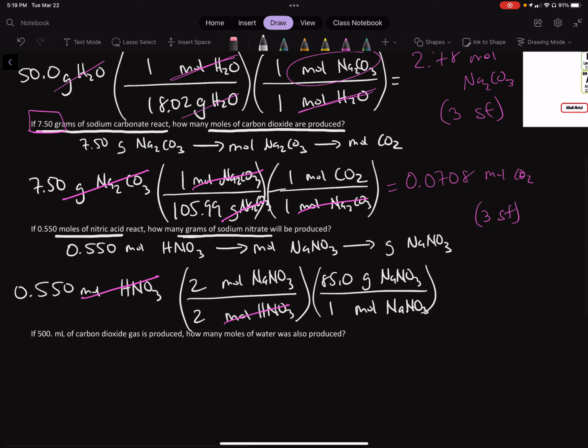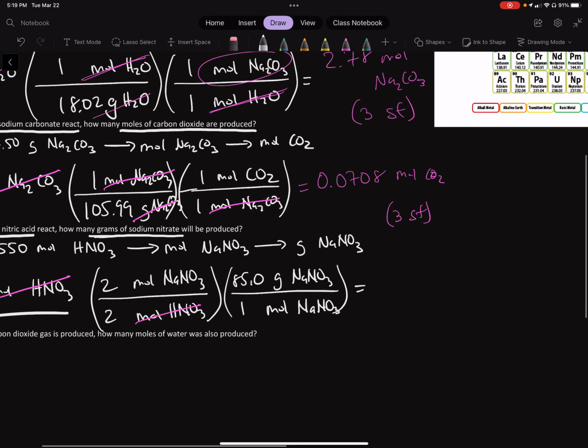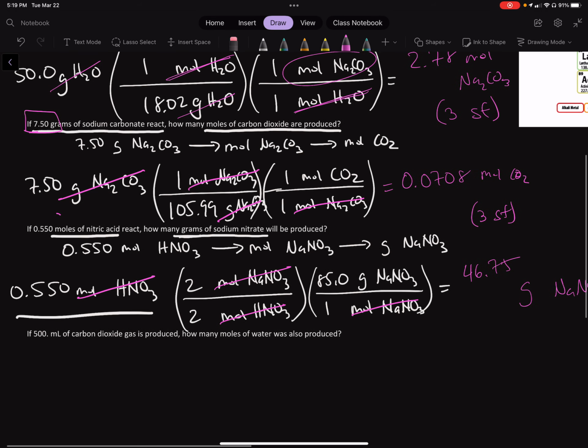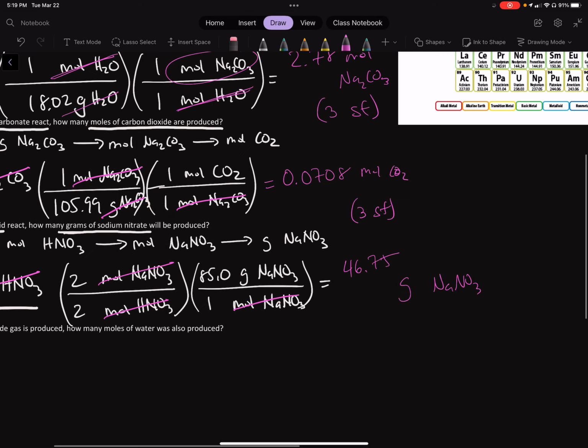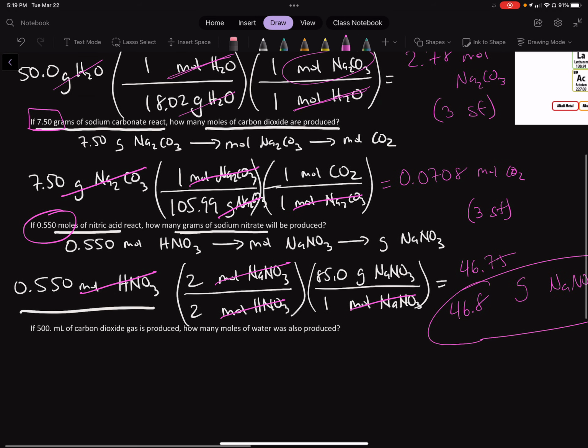So on your calculator, what you're going to do is 0.550 times 2 divided by 2. That's going to be the same thing. And then times the 85 grams per mole. And in terms of our units, we should have grams of NaNO3. And for the answer, my calculator told me 46.75. In terms of sig figs, the original value given to us had 3 sig figs. So we would actually want to round that to 46.8 grams of sodium nitrate.